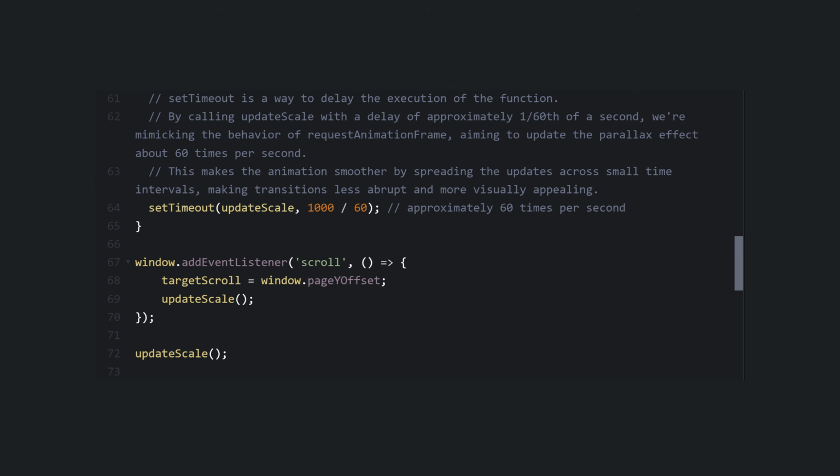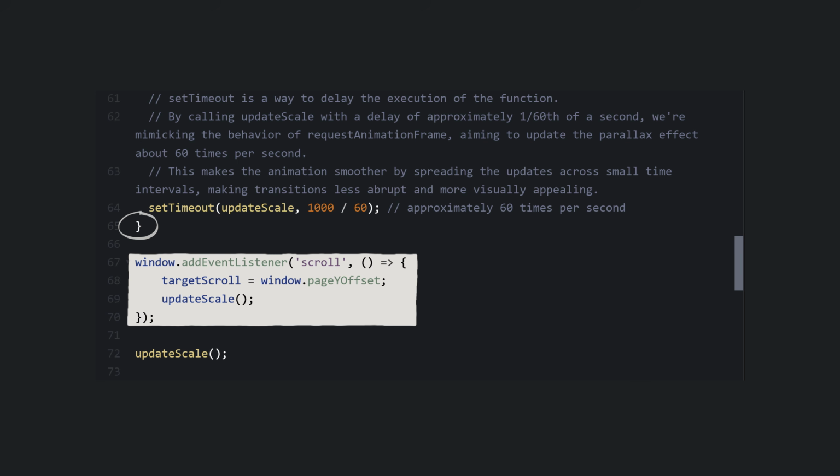Before we close the updateScale function, we add a setTimeout which takes the function name and a delay value, in this case 1000 over 60, which equals 60 times per second. This mimics the requestAnimationFrame and allows us to update the scale more smoothly. However, you might want to have another look at this if you're worried about the performance of your website. With that, we can close the updateScale function and add our scroll event listener as I showed you before.